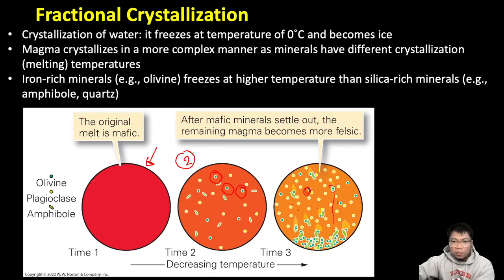Okay, now at time two, because we have a lot of olivine that starts to form, it will change the chemistry of the magma. So here maybe we have mafic, and the second time here we would get intermediate, and then once we have a lot more minerals that crystallize, the chemistry of the magma will also keep changing and become more and more felsic. Okay.